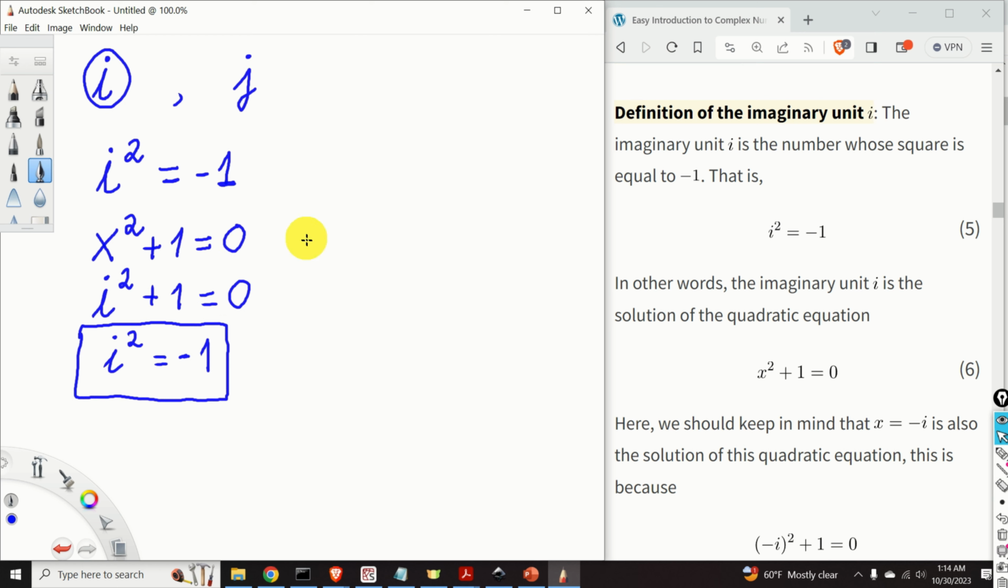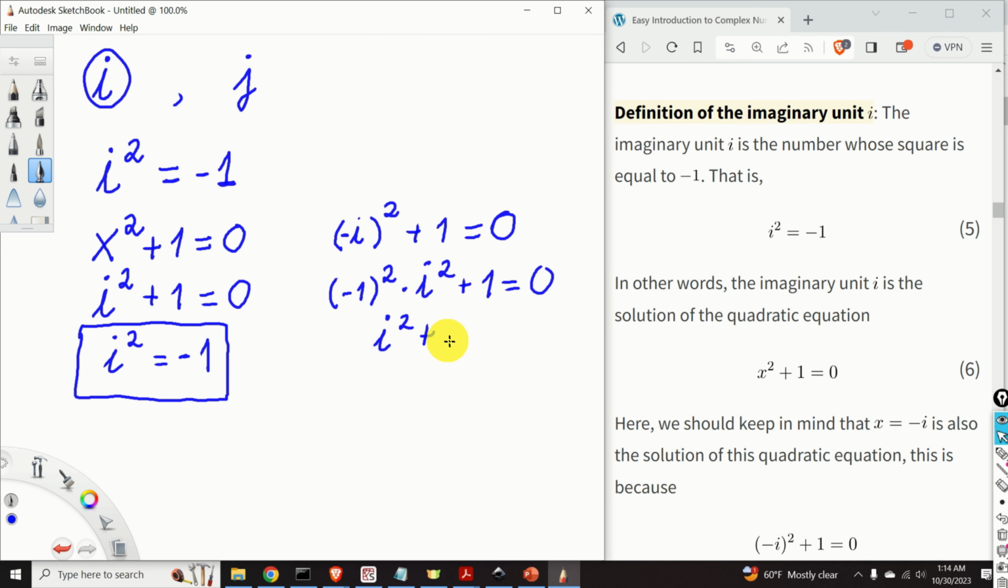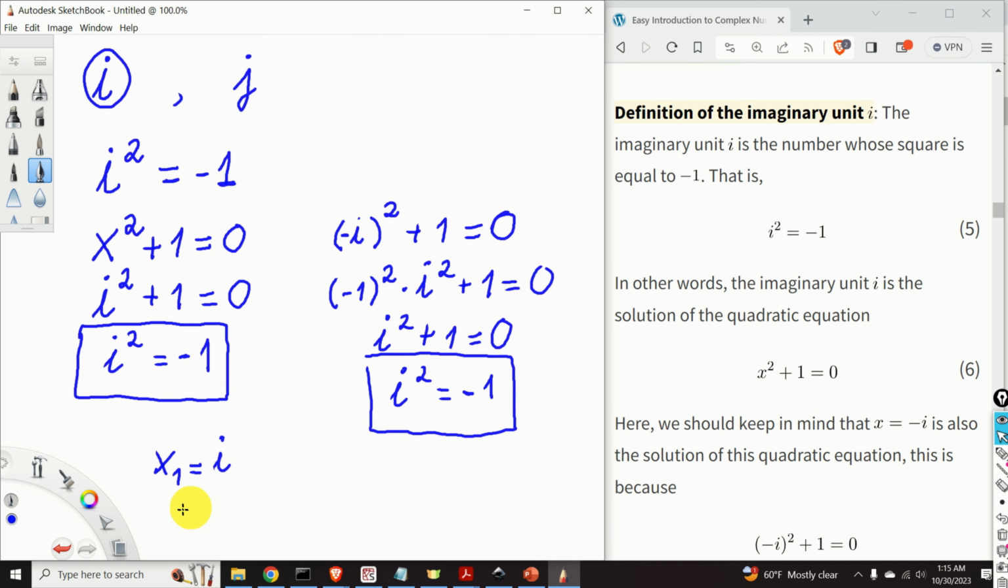Here, you can also observe that the number -i also satisfies this equation. We can show that by simply doing this. We can write this equation like this, and we have i squared plus 1 is equal to 0, or i squared is equal to -1. Consequently, our original equation has two solutions: x1 is equal to i, and x2 is equal to -i.